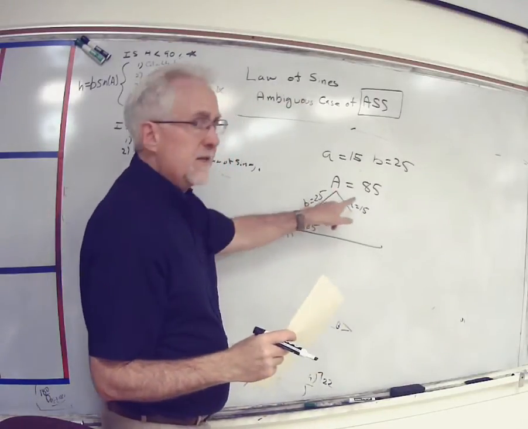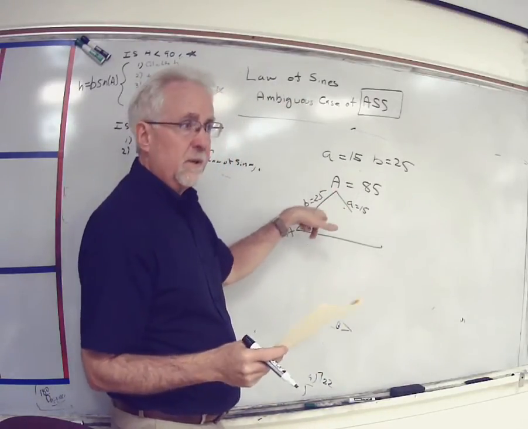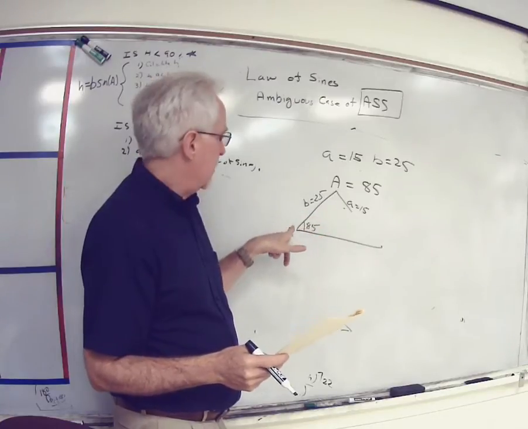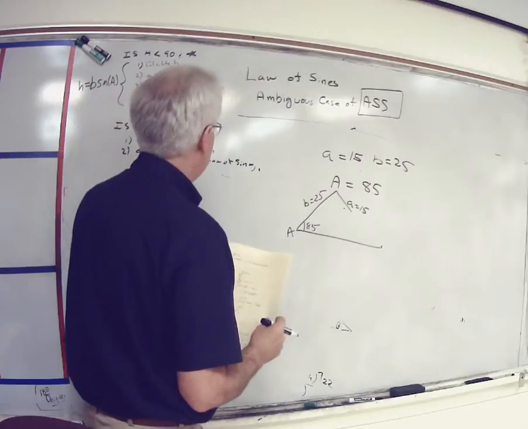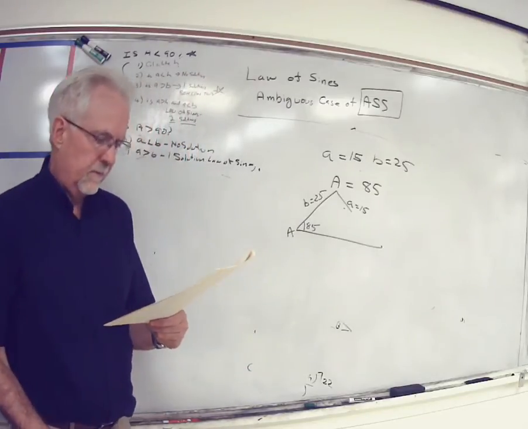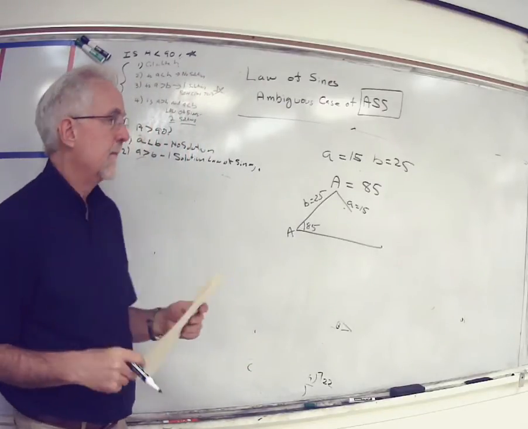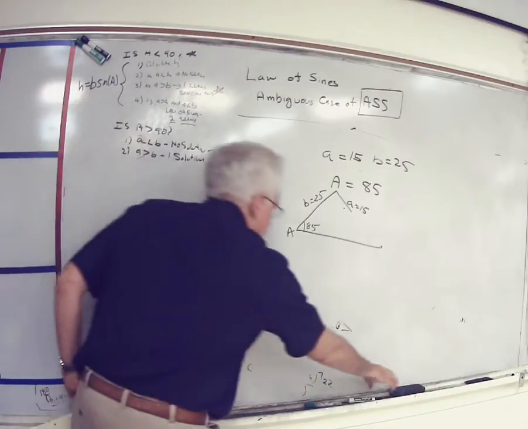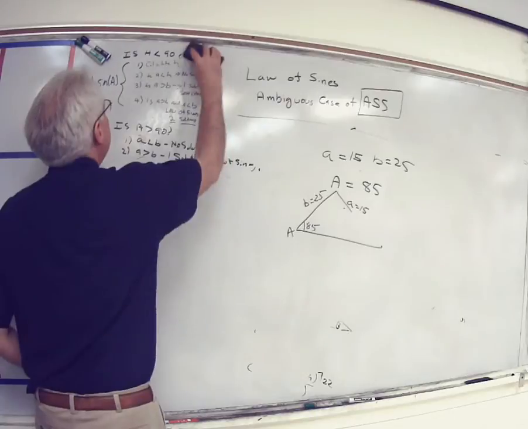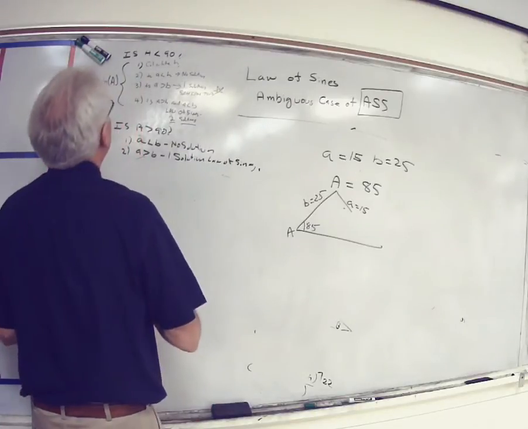So angle, side, side. The angle is not the included angle. You have the angle, and then you have a side, and then you have a side. So what's the first thing that I should ask myself? Is A greater than or less than 90? It's less than 90. So what am I dealing with? Case 1.